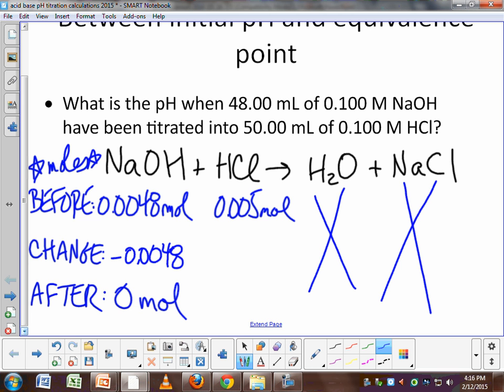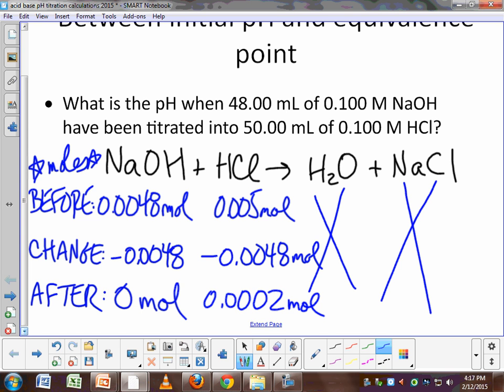And that's really the key strategy towards looking at your BCA chart. You want to take your smaller number and make your smaller number go to 0. The smaller number, if everything's 1 to 1, is the limiting reactant and is going to get used up. Because sodium hydroxide and hydrochloric acid react in a 1 to 1 ratio, if I'm using 0.0048 moles of the NaOH, I will also be using 0.0048 moles of the HCl. When I do the subtraction based on how much hydrochloric acid I started with, this is going to mean that I have 0.0002 moles of HCl remaining.